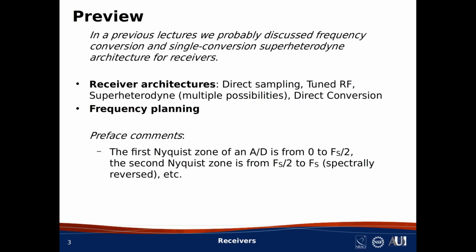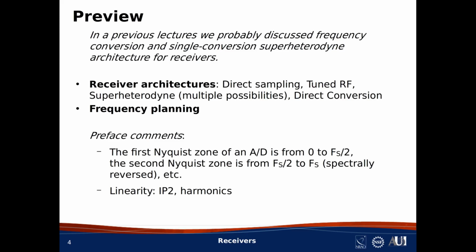It turns out that it's also possible to properly sample a signal if it exists completely within the second Nyquist zone. But the signal must be properly filtered at the input of the A to D, and the resulting digital version of the signal will be spectrally reversed. Nevertheless, using the second Nyquist zone of an A to D is totally possible and sometimes desirable, as we shall soon see. The second thing that will come up is some discussion of linearity.